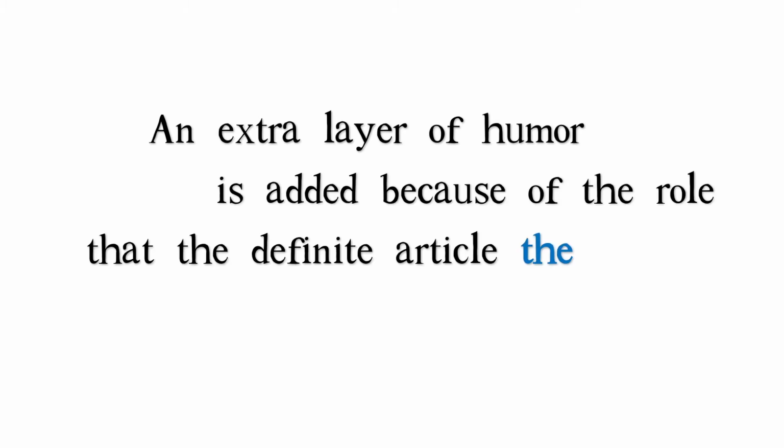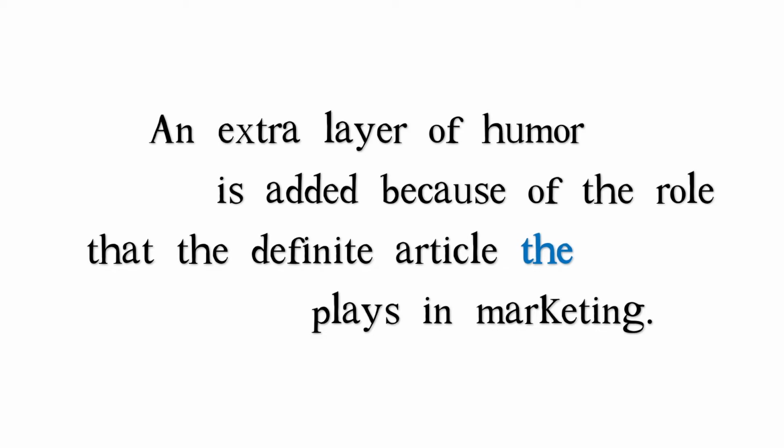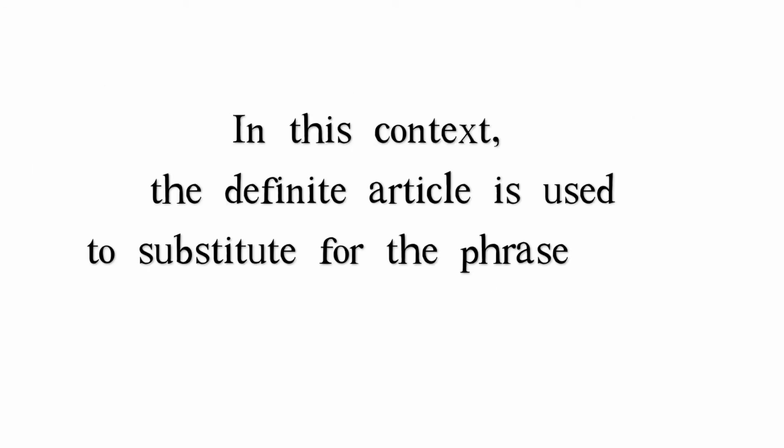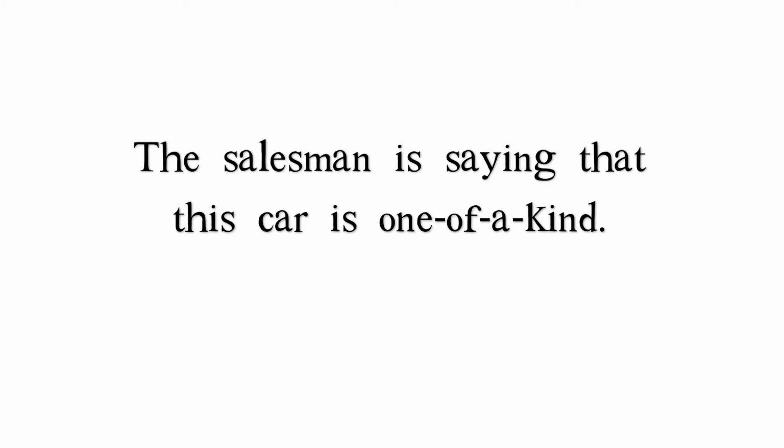An extra layer of humor is added because of the role that the definite article the plays in marketing. A car salesman might say to you, "You have to buy this car. It is the car to buy." In this context, the definite article is used to substitute for the phrase, "the one and only." The salesman is saying that this car is one of a kind. It is desired by everybody.